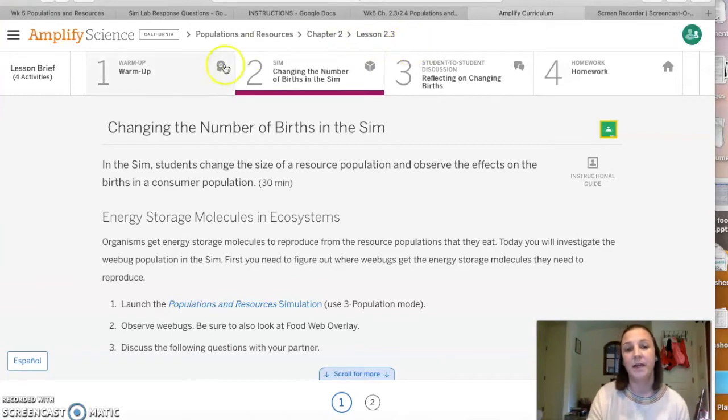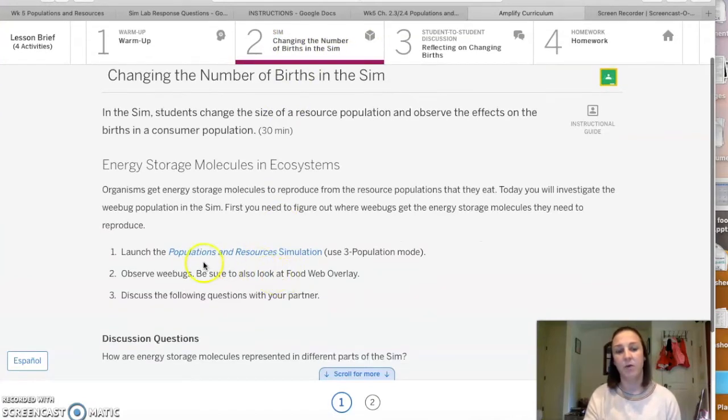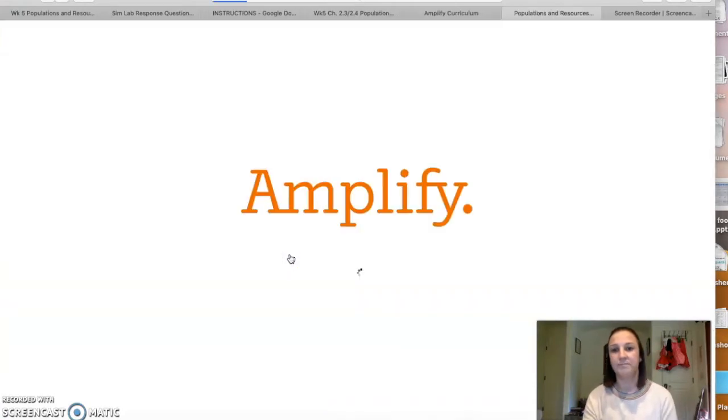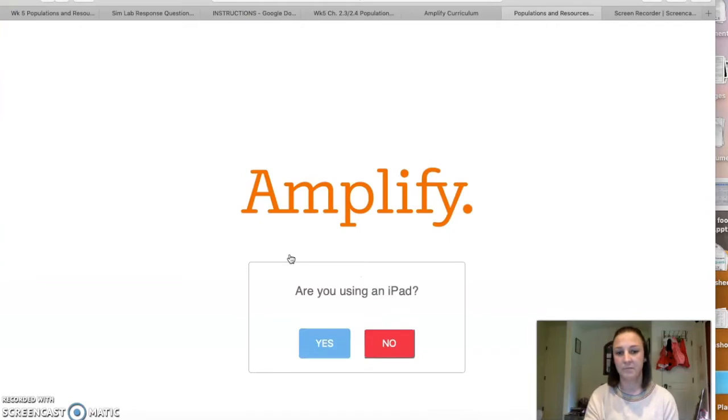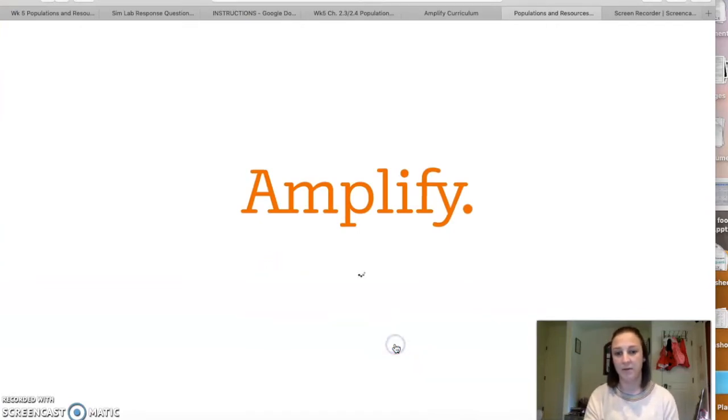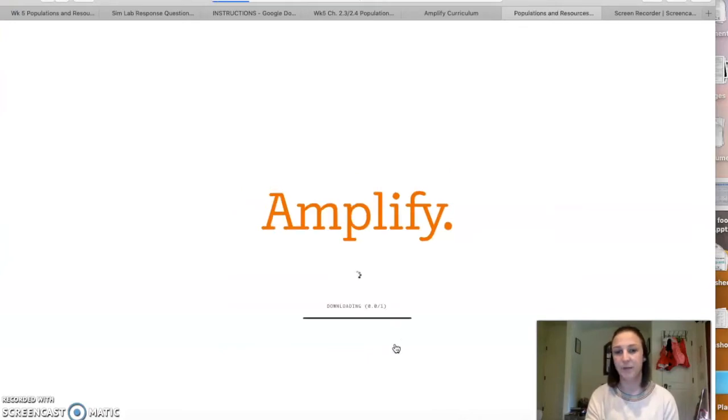lesson 2.3. And then you're going to go to the second tab here where it says changing the number of births in the sim. And we're going to launch the populations and resources simulation. I'm not using an iPad. And I think most of you remember this can take a little while to load, so be patient. It does use up a lot of internet energy or whatever it is, so it takes a little bit.